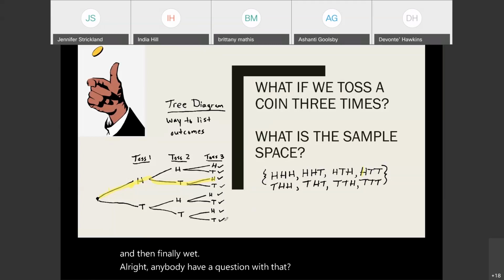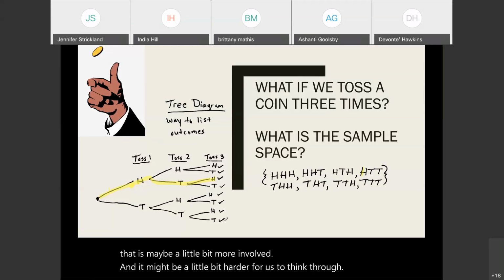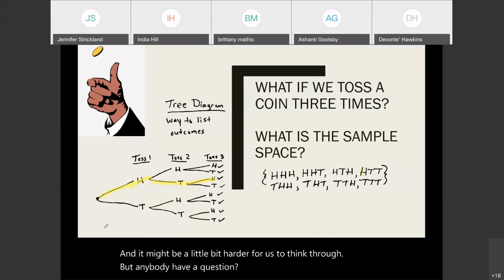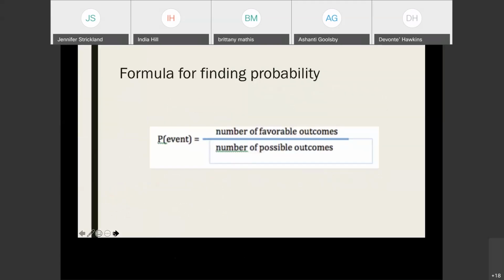So again, that gives us a way to do a sample space for something that is maybe a little bit more involved, and it might be a little bit harder for us to think through. All right, anybody have a question? Okay, so now we've got an idea on sample space. So let's move on and talk a little bit about probability.